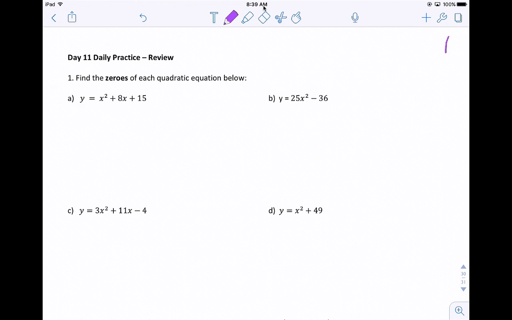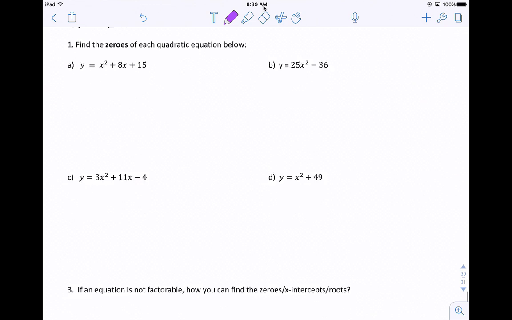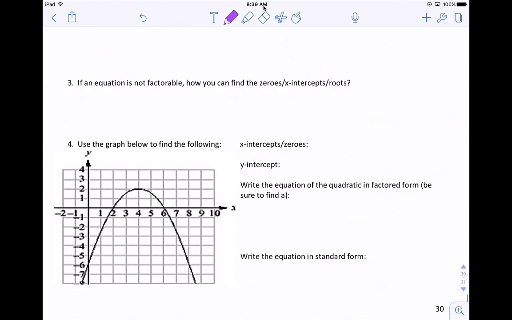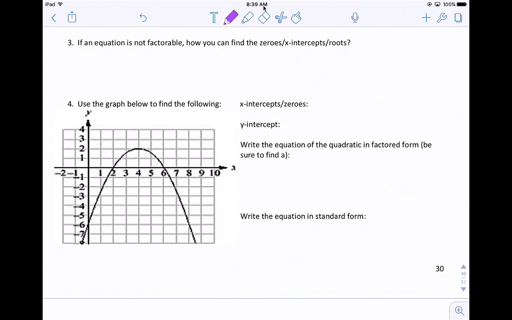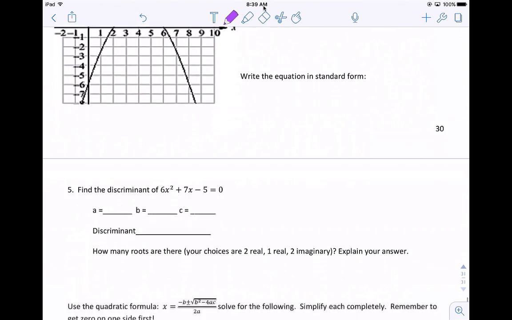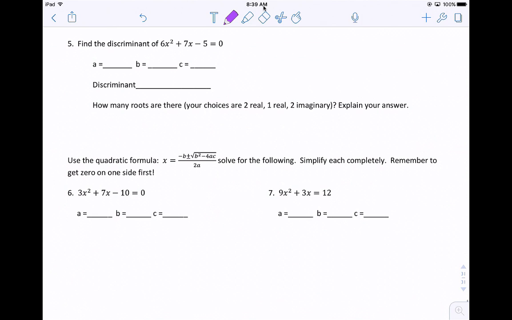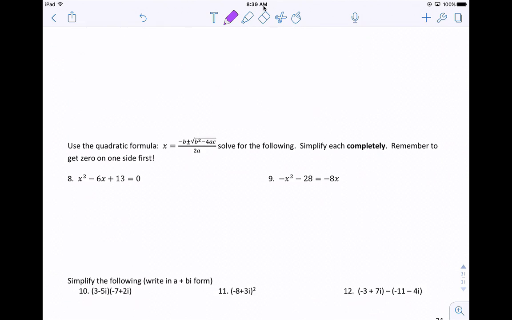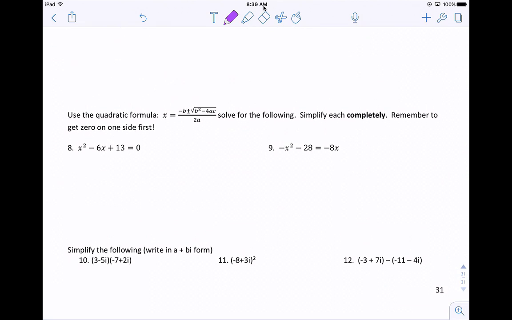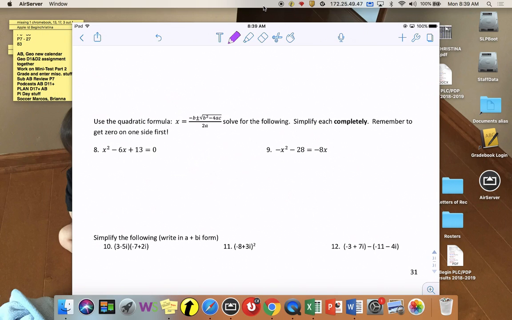For example, how do you find the zeros of each of these quadratics below? If the equation is not factorable, how can you do it with the quadratic formula? Can you find the a value? Can you find the discriminant, and what does that mean? And then can you do operations with your imaginary numbers? So we'll review that, and then we'll take a quiz on this tomorrow.